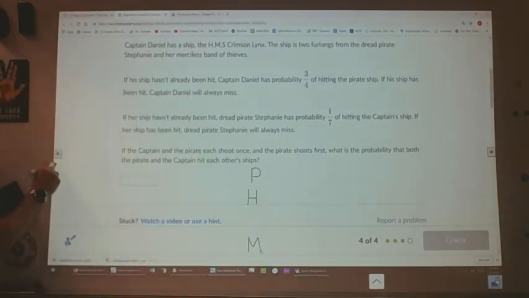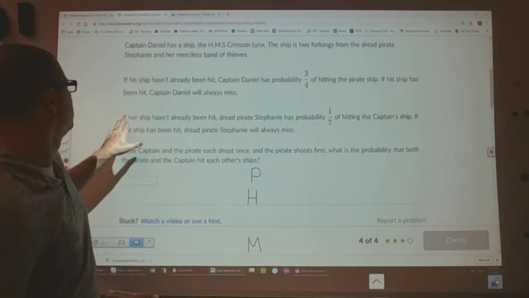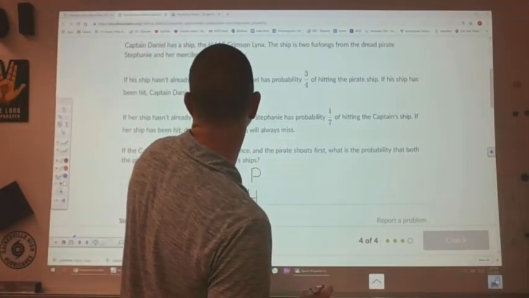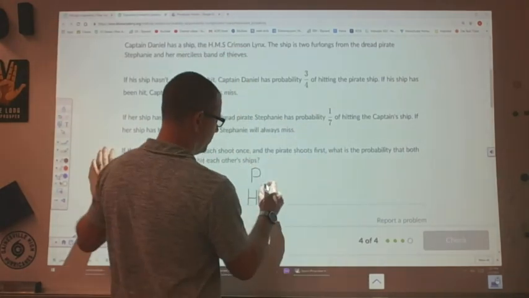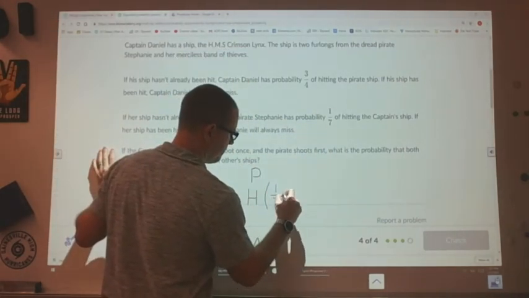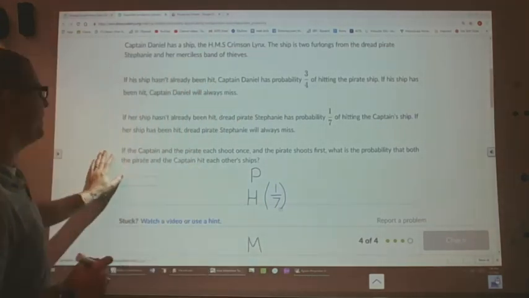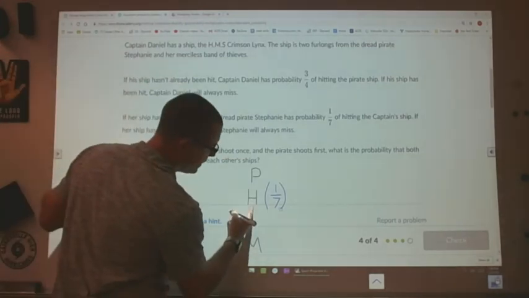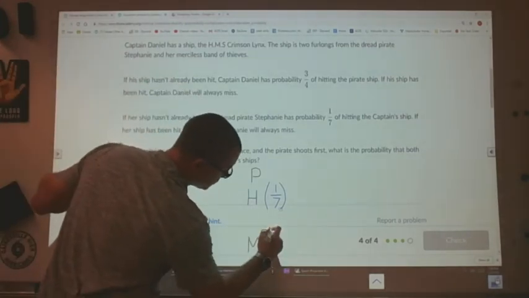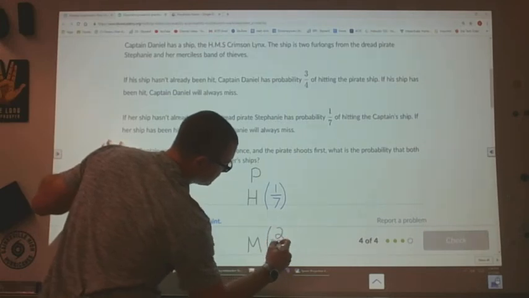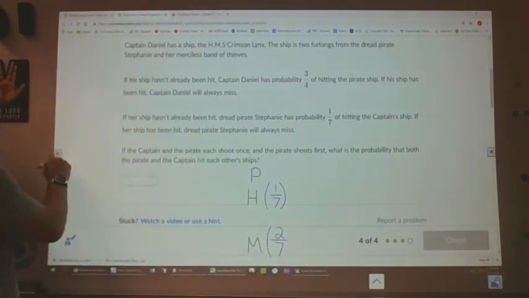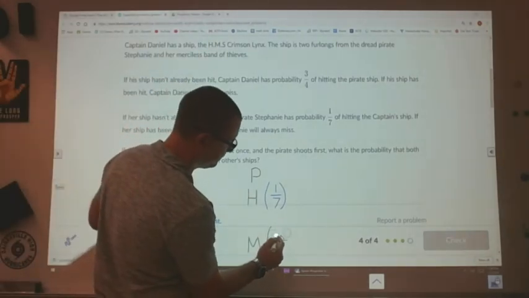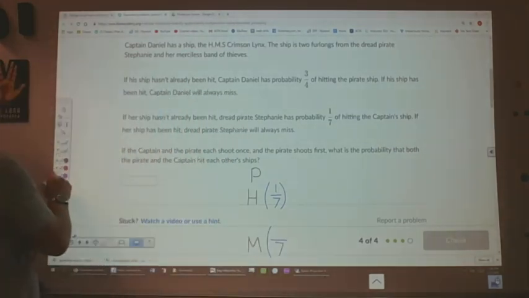The probability that the pirate will hit: if her ship hasn't already been hit, Dread Pirates has a 1/7 chance of hitting. If her ship has been hit, she will always miss. But she has a 1/7 chance of hitting, which means she has a 2 out of 7 chance of missing. Oh, excuse me, 6 out of 7. 2 out of 7 wouldn't make any sense. That's not 100%. So 6 out of 7.